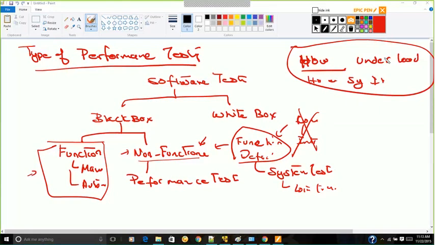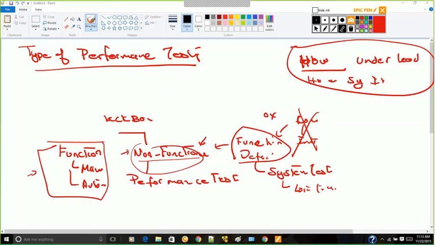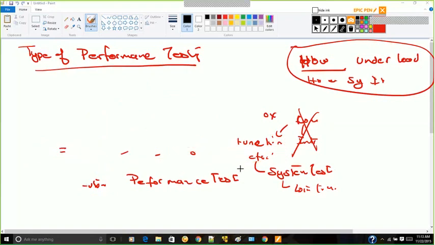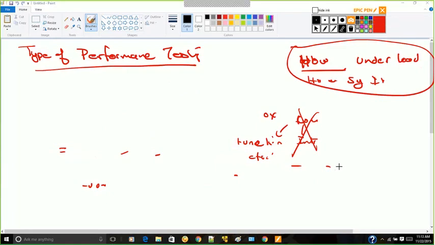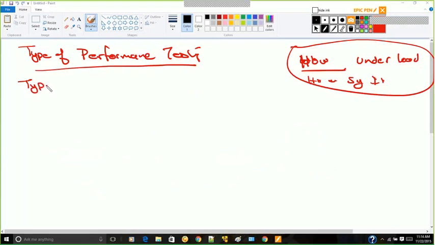Now, let's see what are the types of non-functional testing. Performance testing is all about non-functional testing, and we are going to focus on the different types of non-functional testing, NFT. The first type of non-functional testing that you do is load testing.